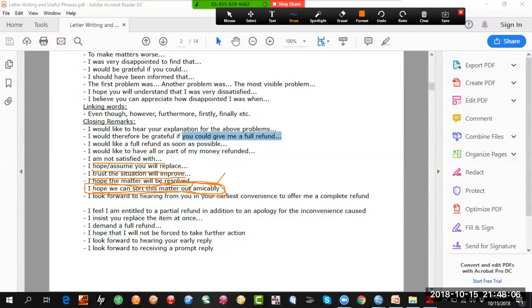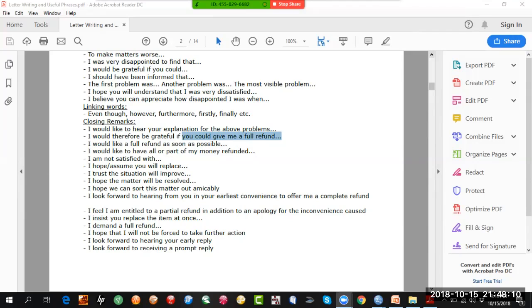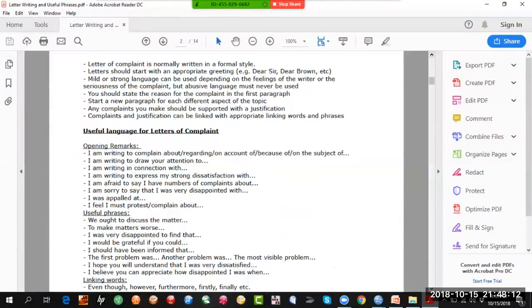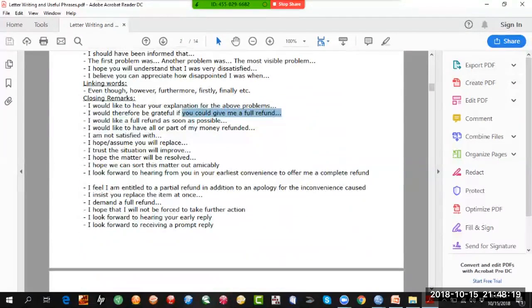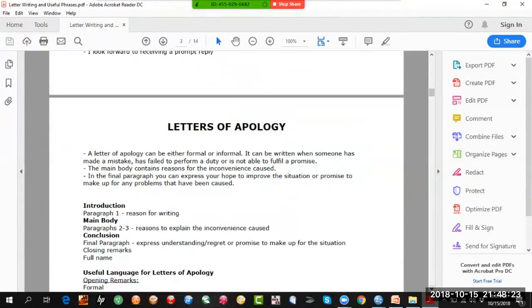So, this way, you will have only one or two sentences, or maybe three to four sentences, for opening remarks, for linking words, for closing remarks, for all types of letters. Okay, and I hope that will serve the purpose.